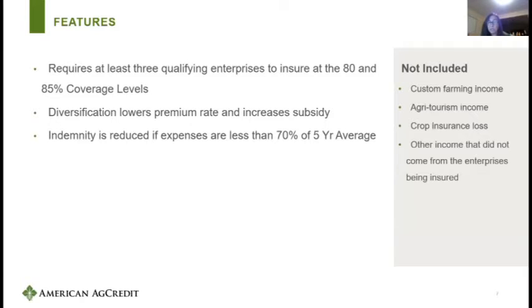We also look at your average expenses from your Schedule F. And if your expenses are less than 70% in a loss year, then it can reduce the amount of your claim. It doesn't cover any custom farming that you might do, or any ag tourism. If you have crop insurance losses on your MPCI policy, that is not included in your revenue. And basically anything that doesn't come from the actual farming.